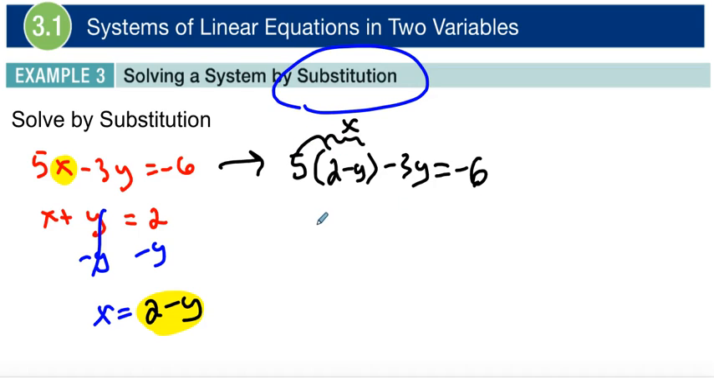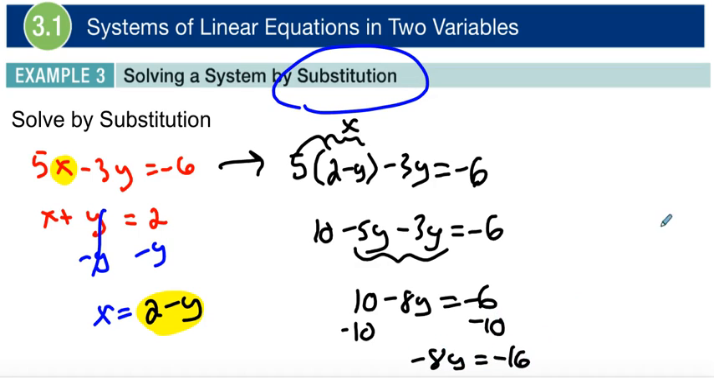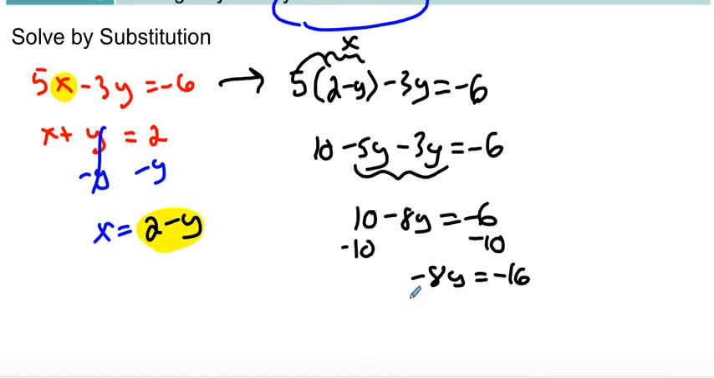So 5 times 2 is 10. 5 times negative y is negative 5y. Drop down our negative 3y equals negative 6. Let's combine those guys. Get negative 8y equals negative 6. I can subtract 10 from both sides. So negative 8y equals negative 16. And now I divide by negative 8. So y equals 2. Sweet, right?